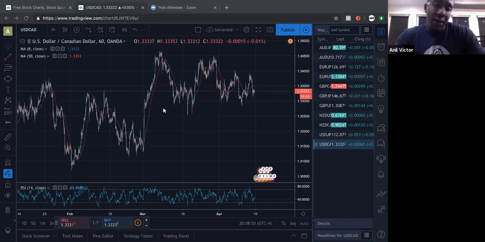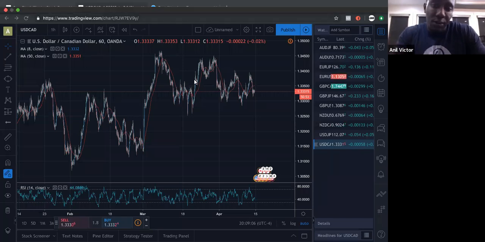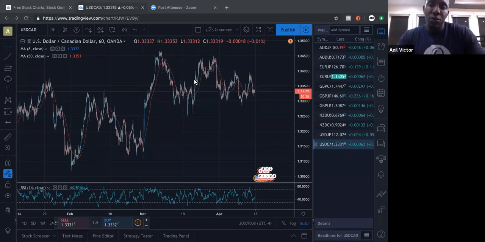But when you have an area where it's resistance and then that point is broken, and then price taps it from the bottom end, and it becomes support, now you're talking about an area that is a key level. So you want to focus on these levels when it comes to future movements, because price tends to react in the same manner that it did from past history.